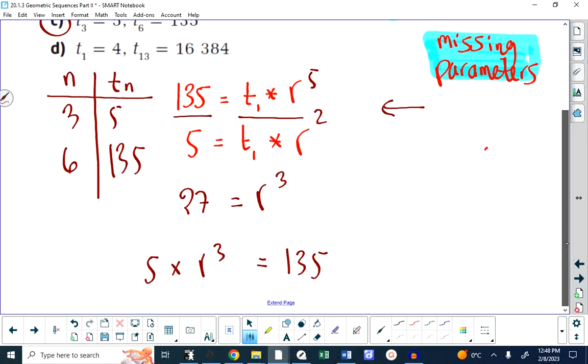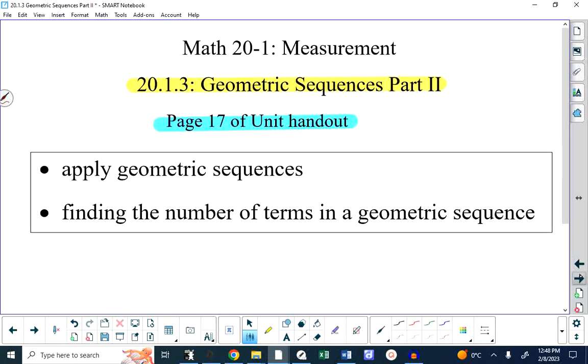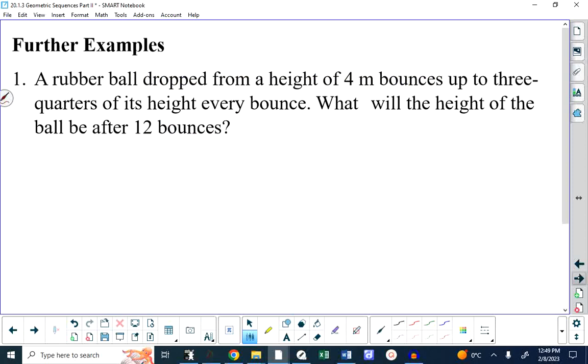Anyway, we're going to move on now. Let's take a look at the next lesson, which is, I believe, on page 17 of your unit handout. And we are going to be looking at applications today. We're going to be doing a couple of other things. We're going to be solving some problems. Basically, I mean word problems when I'm talking about applications. And they can get a little tricky. And then we're also going to be looking at how you determine the number of terms in a sequence that's geometric. So we're just going to start off with examples.